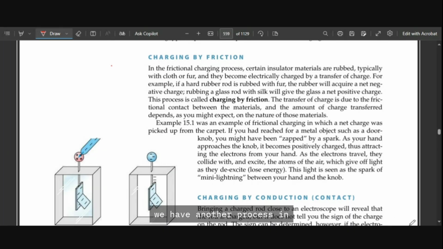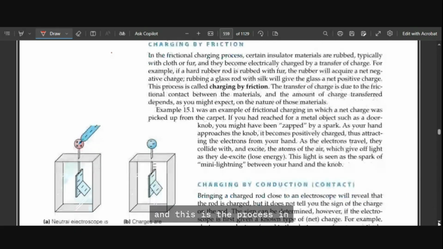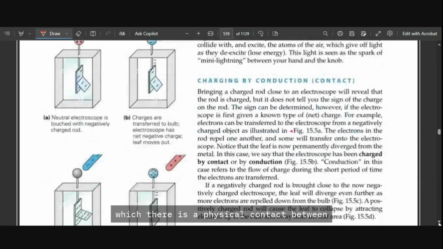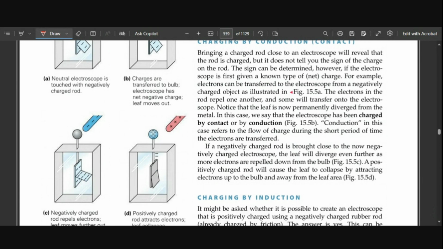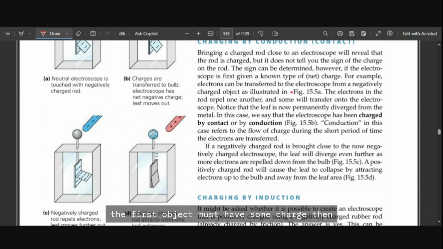Then we have another process in which we show charging by conduction. This is the process in which there is a physical contact between the two charged bodies. As we have already discussed, in this particular method of charging, one object is brought in physical contact with another object. The first object must have some charge, only then is it capable of transferring some charge to the other object.